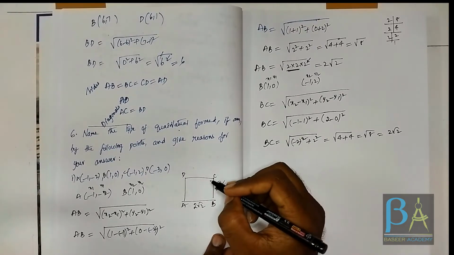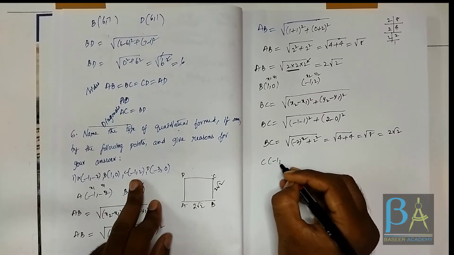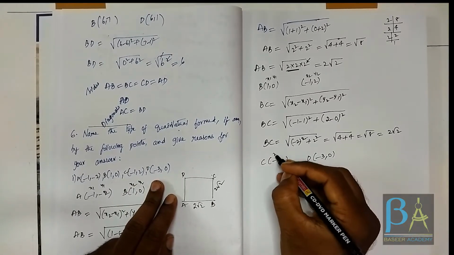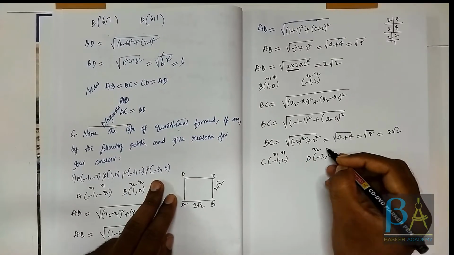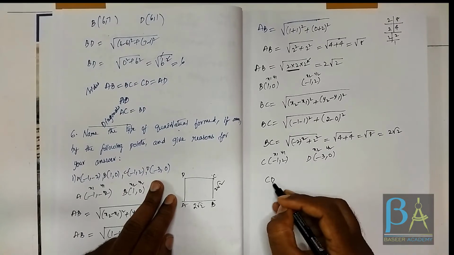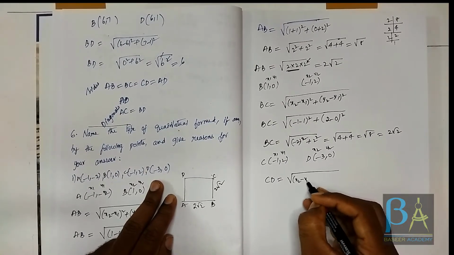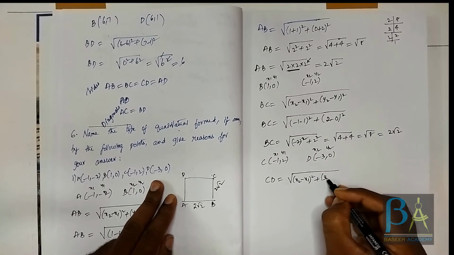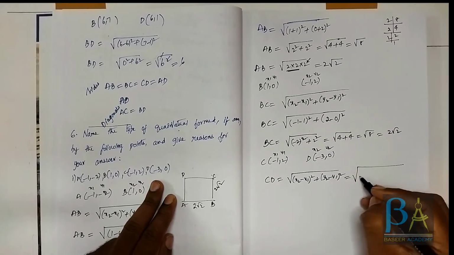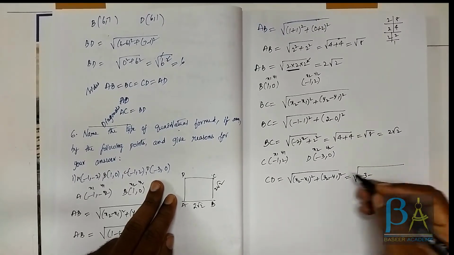In the same manner, let us find out the side CD. C is minus 1 comma 2, and then D is minus 3 comma 0. So this is your x1 y1, this is your x2 y2. Let us find out CD. CD is going to be again square root of x2 minus x1 whole square plus y2 minus y1 whole square. What is x2 here? In place of x2, let me write minus 3, and then this minus sign I'm writing as it is from the formula.